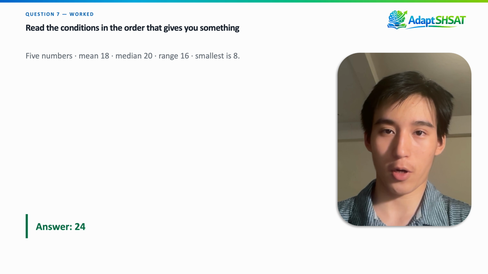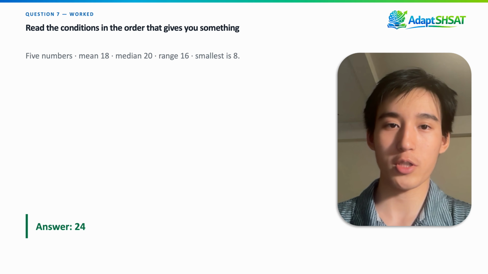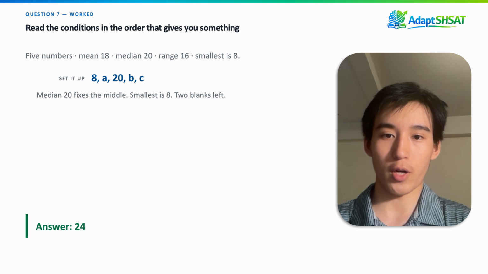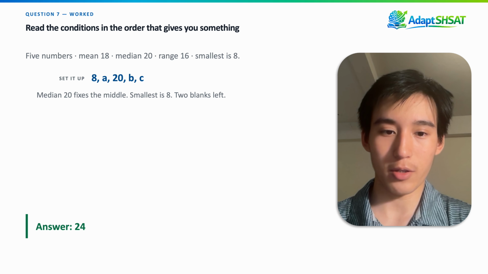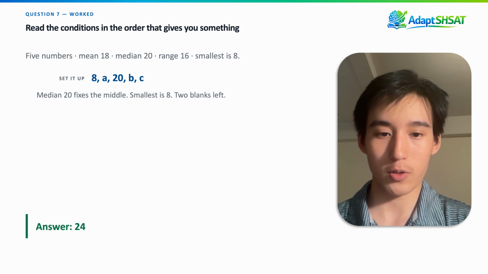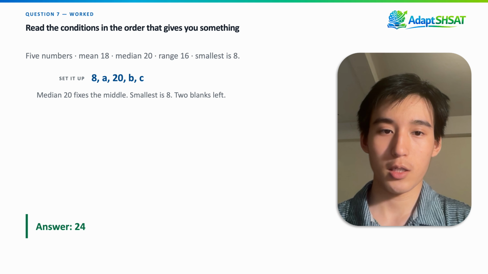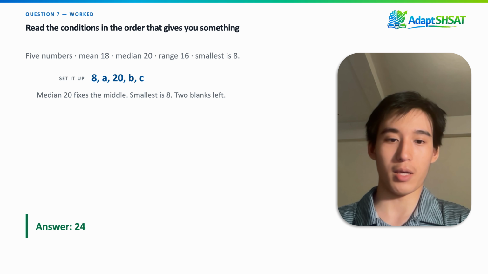So there are 4 conditions here, and the trick is you have to think about which condition you read first. So first, you write the slots out in order. We know that the median is 20, so that means the middle one, because there are 5 numbers, the third one is 20, so we already know that. The smallest number is 8, so then it goes 8, blank, 20, blank, and then the biggest.